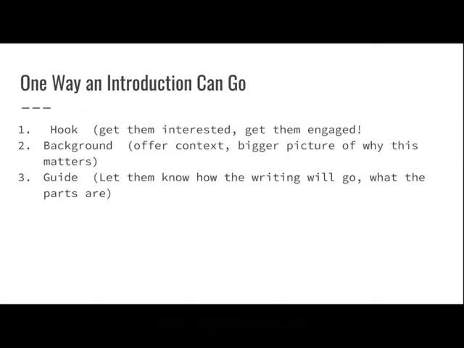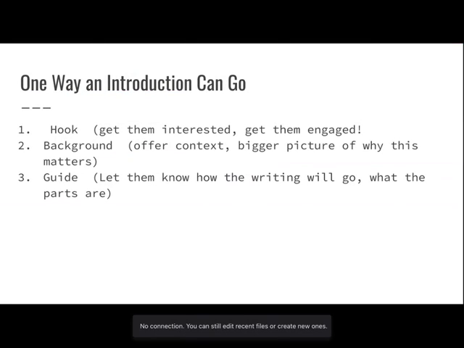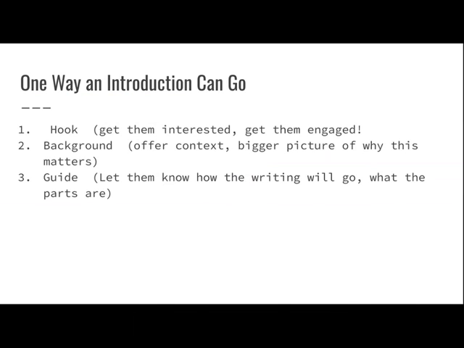So if I were doing mine, I would probably start with a hook like maybe about what happened to Malala the day she got shot. That's something that would get people interested, it would get them engaged. Then I'm going to write a little bit about the background of girls' education around the world, a bigger picture of why this matters and is important. And then, of course, I'm going to need to have my tour guide sentence. All right, I'm going to state what the chapters will be about, like a chapter about Malala, the global problem, and then solutions that are happening around the world.